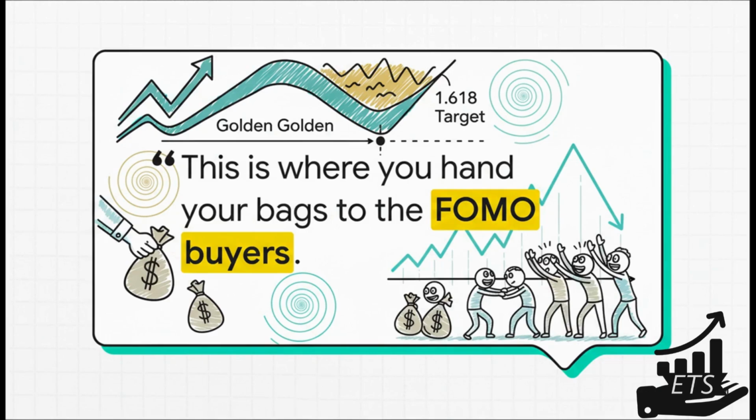And this quote just brilliantly illustrates the professional mindset. When you're selling your position at that 1.618 golden target, you are essentially handing your bags over to the latecomers, to the FOMO buyers, who are just jumping in as the momentum is about to die. You're selling at the peak, they're buying at the peak.